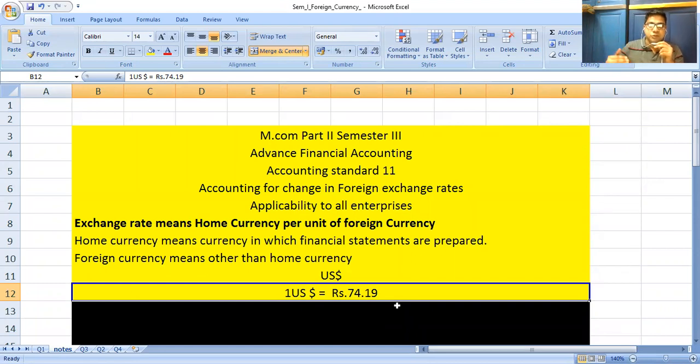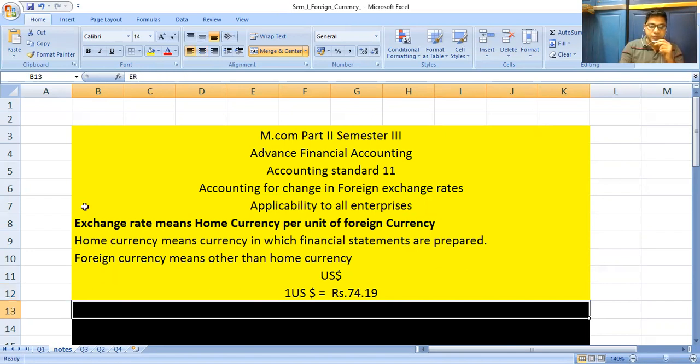And every day the rate is fluctuating, up and down. This fluctuation affects our financial statements. It is quite difficult when we have to prepare our financial statements: which rate do we have to consider, today's rate, the market rate? How will we sort these things out? For that purpose, we will study Accounting Standard 11. So we should keep these things in mind.